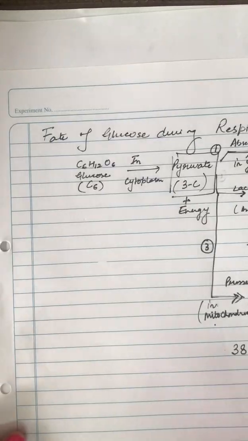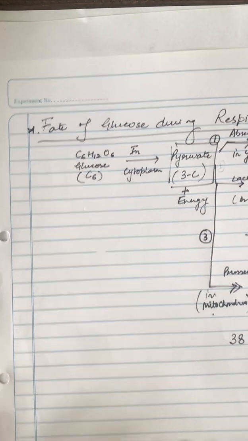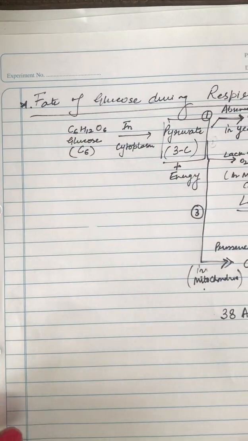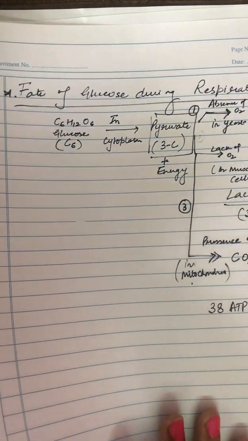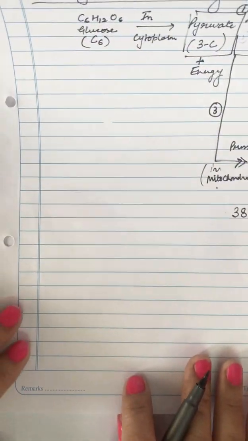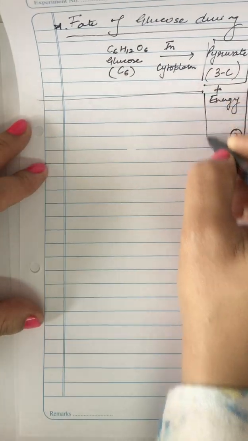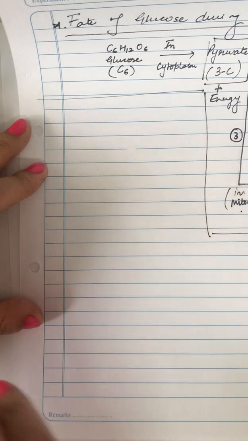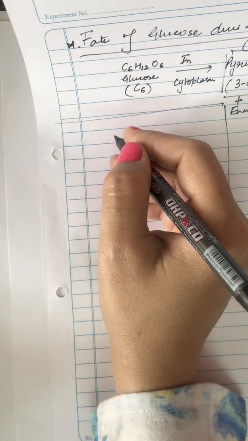Right. So this topic was fate of glucose during respiration. Moving ahead to, since this oxygen is now available, how the breathing process takes place in detail. Coming to the breathing, that how do organisms obtain oxygen? Right. So this is our breathing process.